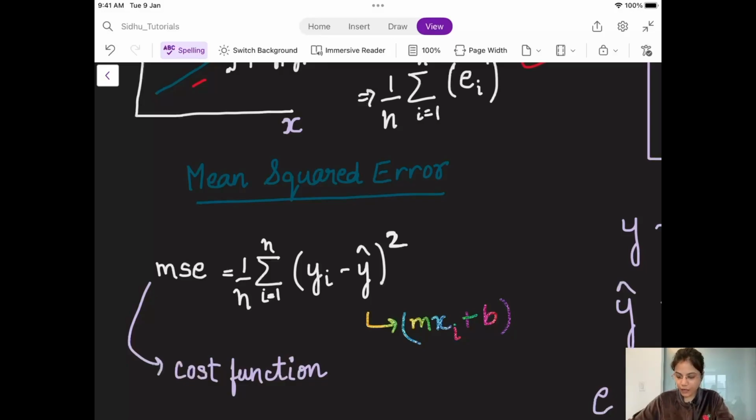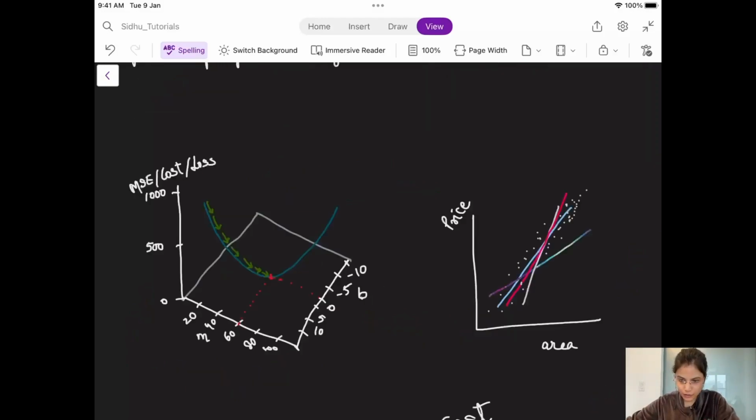Now to find out the most appropriate values of m and b, we can't just manually compute these values. So therefore we use the gradient descent algorithm, which iterates through the entire training data set and returns the most appropriate values of m and b with cost minimized. So now let's see how this algorithm works.